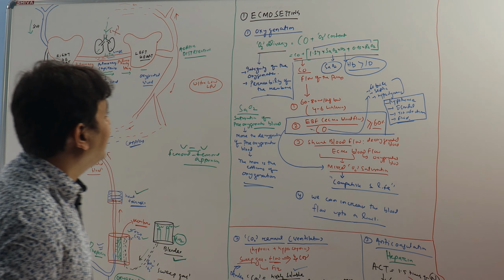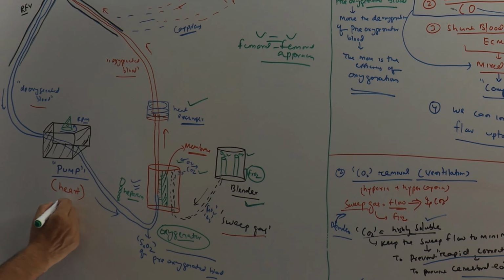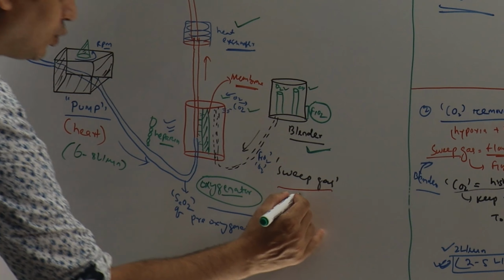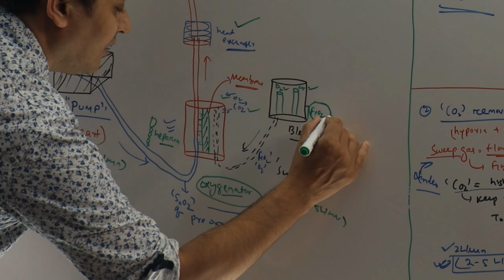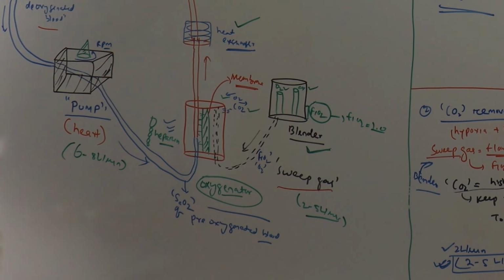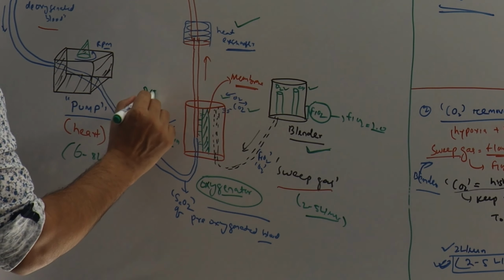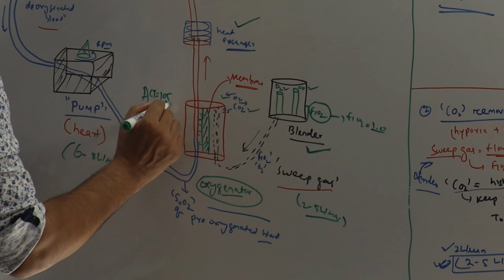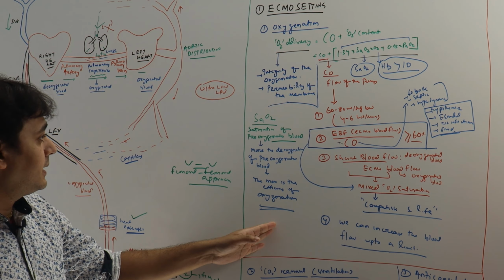So these are the primary methods or primary settings in our machine. We have to keep a flow of 6 to 8 liters per minute, sweep gas flow 2 to 5 liters per minute. Initial FiO2 we have to keep at 1, then gradually decrease it, right? And we have to heparinize, keeping activated clotting time 105 to 180, right? So these are the initial settings in our patients, right?